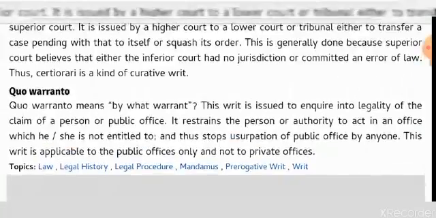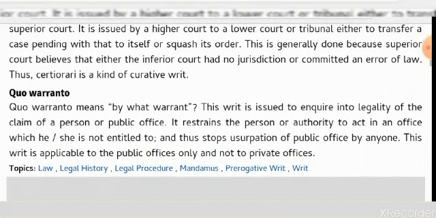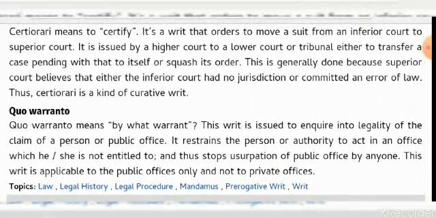Fifth, quo warranto. Quo warranto means by what warrant. This writ is issued to inquire into the legality of the claim of a person to a public office. It restrains the person or authority to act in an office which he or she is not entitled to, and thus stops usurpation of public office by anyone. This writ is applicable to the public offices only and not to private offices.